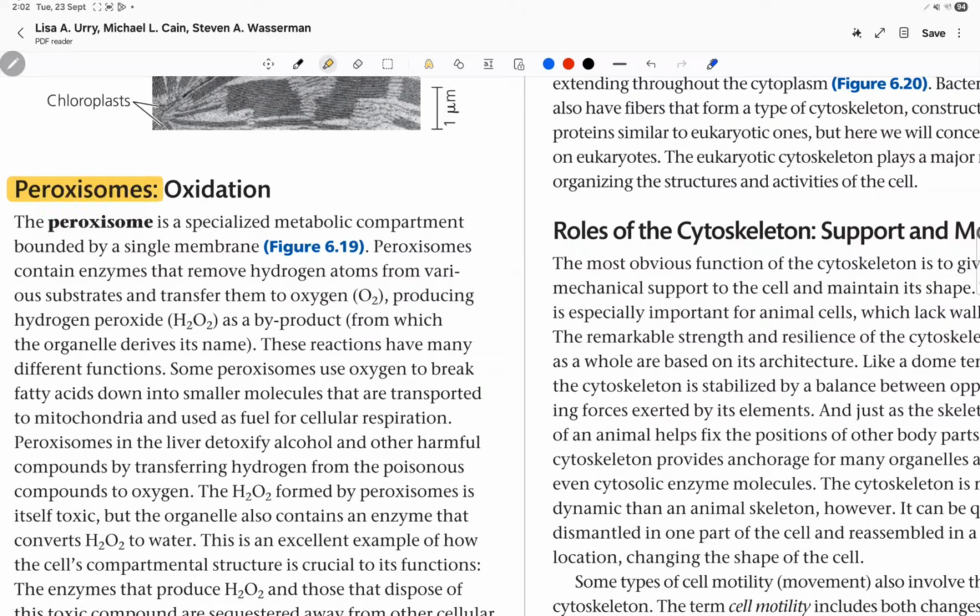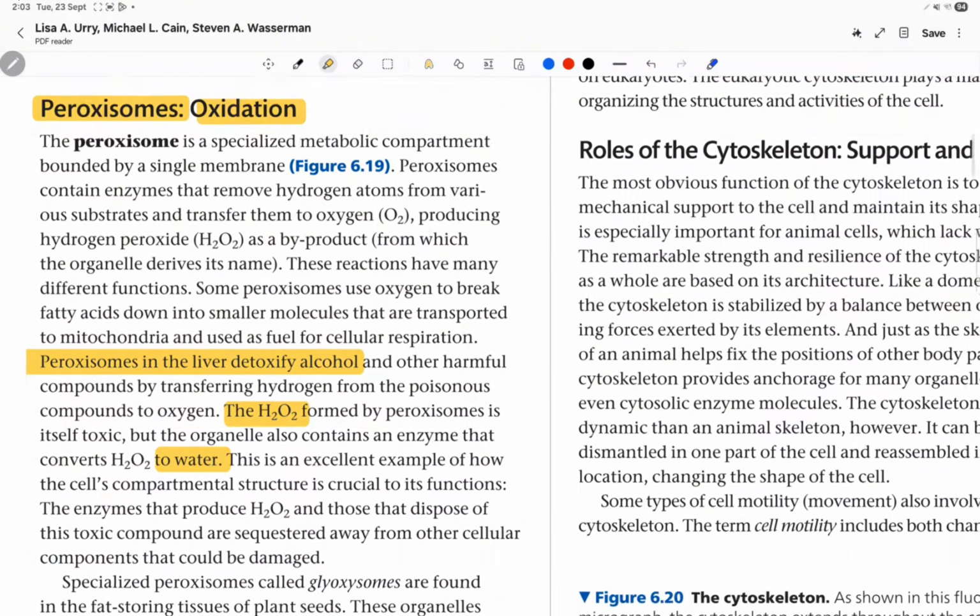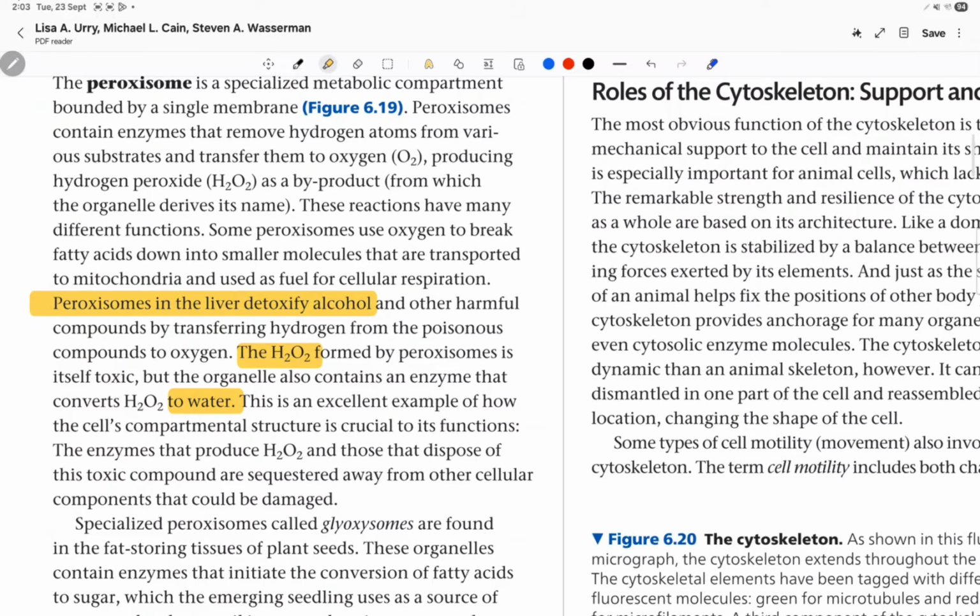Peroxisomes are going to be very important. The word oxidation in biology means to break something down. That's what they do. They break something down. So if your body has any toxins, like alcohol, they will take care of it in the liver. In the process, they will convert the bad things to H2O2, which itself is still bad. So then you have to convert it to water ultimately, which will then leave your body as urine. That's why if you drink a lot of alcohol, you will go to the bathroom a lot.